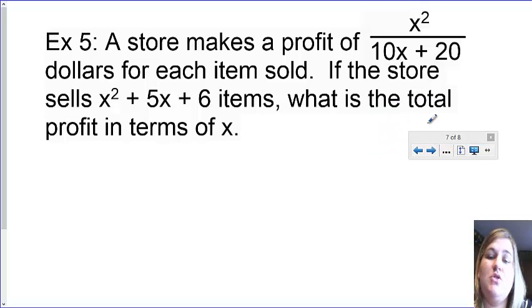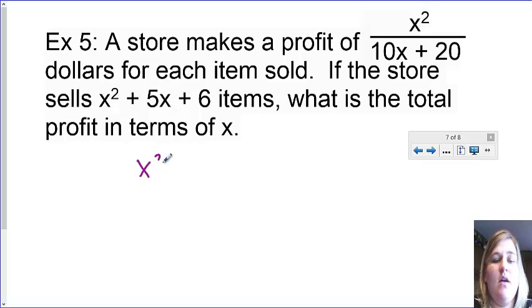Example 5. A store makes a profit of x squared over the quantity of 10x plus $20 for each item sold. If the store sells x squared plus 5x plus 6 items, what is the total profit in terms of x? Okay, if I told you you made 50 cents for every item sold and you sold 10 items, I hope that you would say that we would figure out the profit by multiplying those two.